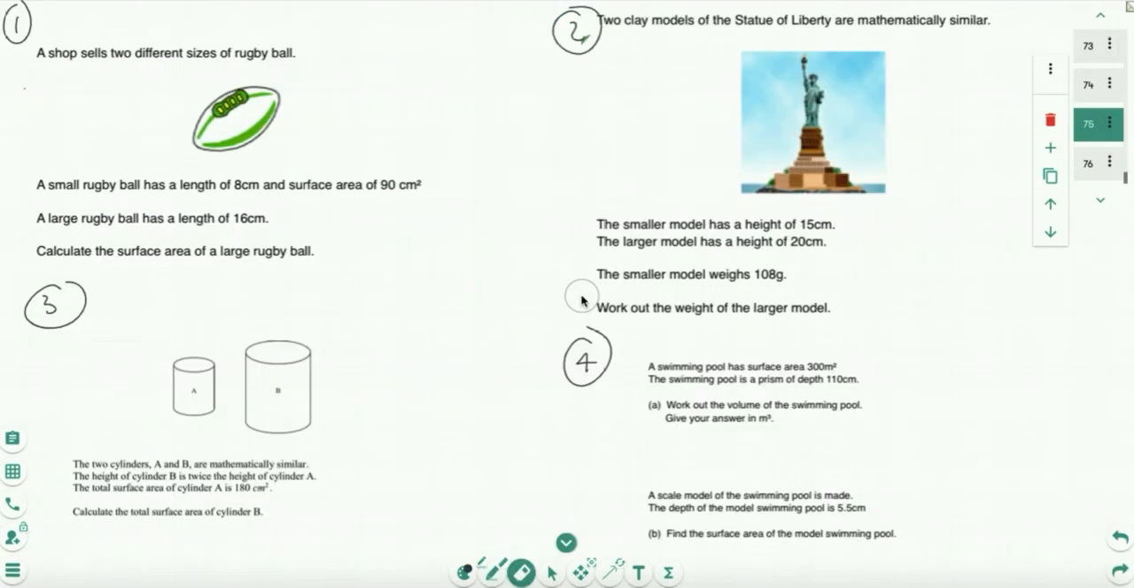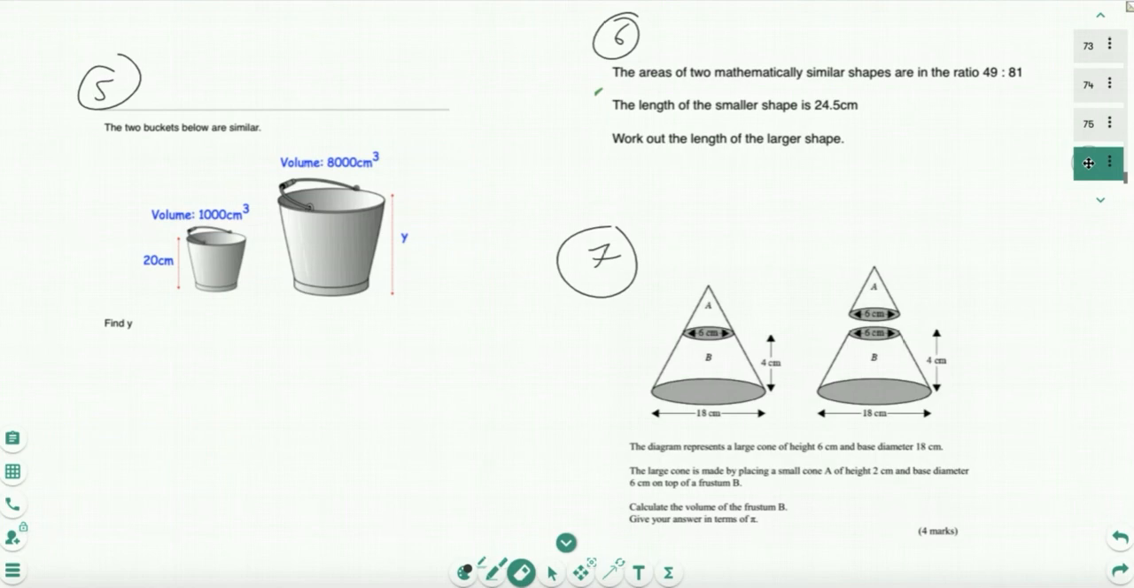Here are some questions you can try, all about similar shapes involving length, area, and volume. So these are the first 4. These questions you should definitely know how to do 100%. And on the next page, there are some more challenging questions, definitely more like A to A star level problems. But give it all a try. Any questions, just let me know.